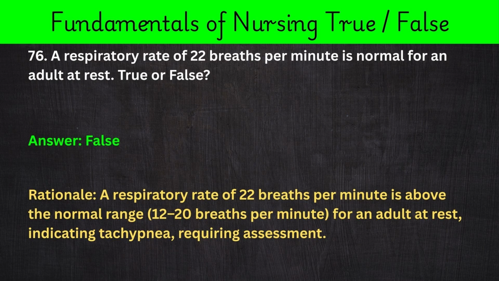76. A respiratory rate of 22 breaths per minute is normal for an adult at rest. True or false? Answer. False. Rationale. A respiratory rate of 22 breaths per minute is above the normal range, 12 to 20 breaths per minute, for an adult at rest, indicating tachypnea, requiring assessment.